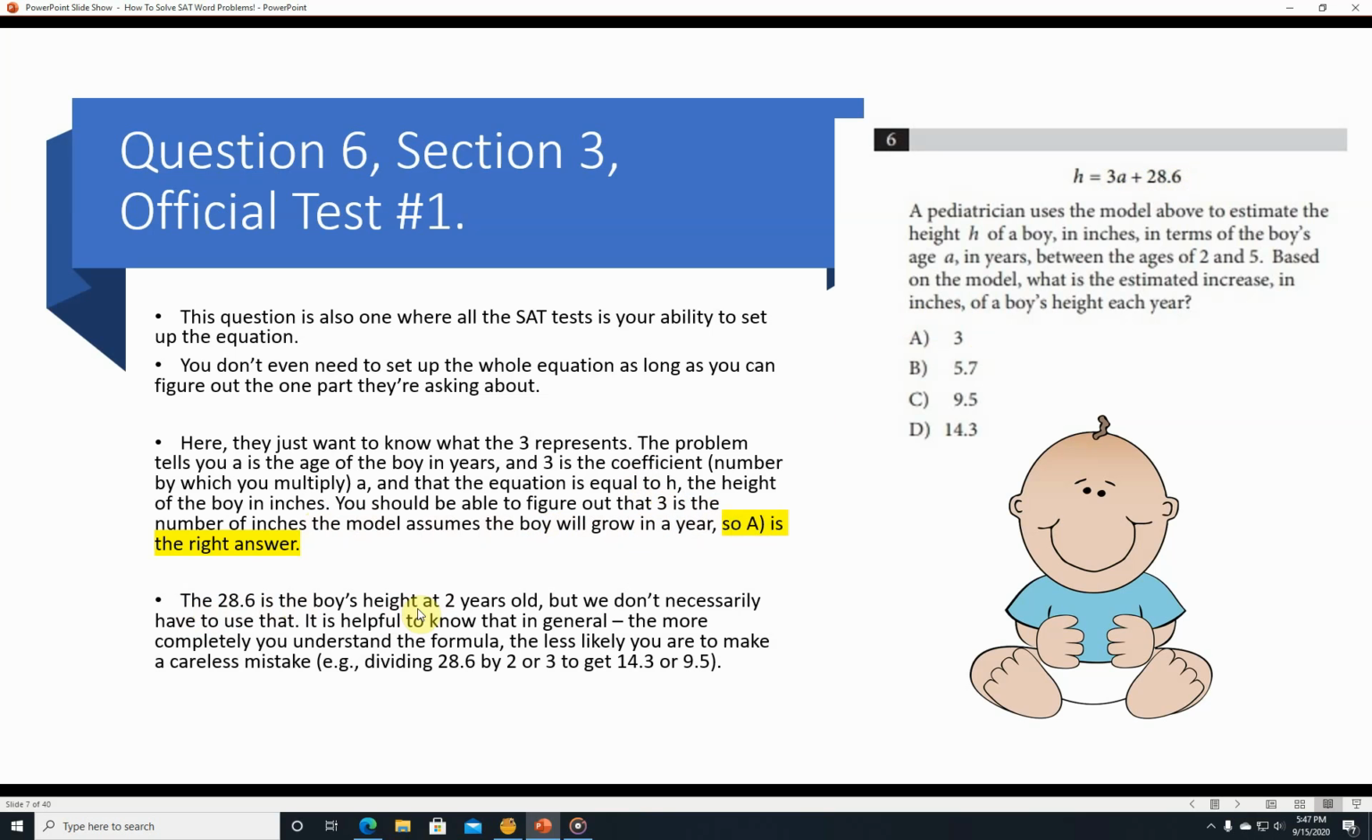The 28.6 is the boy's height at 2 years old, but we don't necessarily need to use that. It is helpful to know that in general. I mean, the more completely you understand the formula, the less likely you are to make a careless mistake, like dividing 28.6 by 2 or 3 to get 14.3 or 9.5.